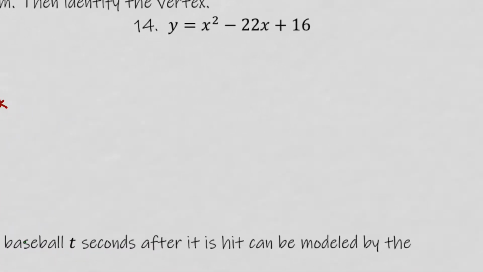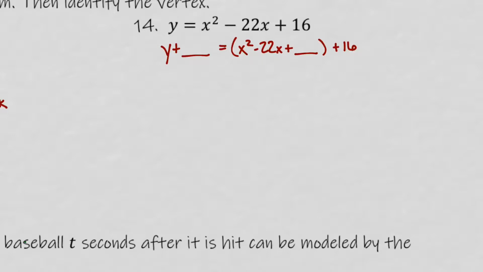Okay, let's write it so we have things grouped. I'm going to add some number here. I have x squared minus 22x plus some number, but then I also have that plus 16. I can't forget about that. All right, so let's take our b. We half it, square it, add it to both sides.